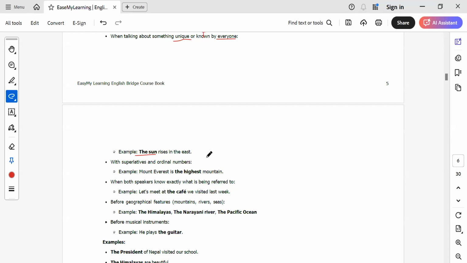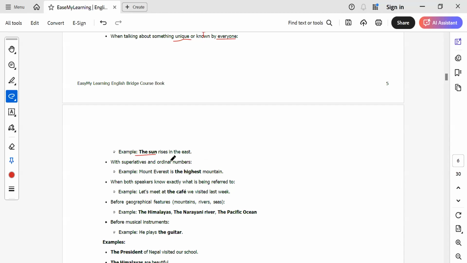For example, if we say the moon is full today, it means we know which moon we are referring to. We know we are referring to Earth's moon, which we can see from here. That's why we use the without introducing first that, okay, this is a moon, and then we say the. When we are talking about things which everybody knows about, then we use the.